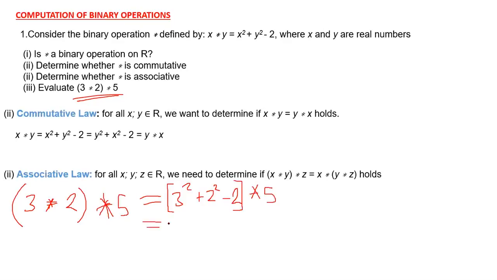So here what you do is you simplify what is in the brackets. This is 9. 9 plus 4, you get 13, minus 2, you get 11. So this is 11 star 5. So 11 star 5 there means that where there's x, you put 11, and where there's y, you put 5. Squared minus 2.